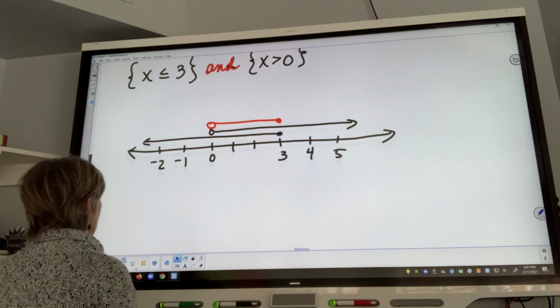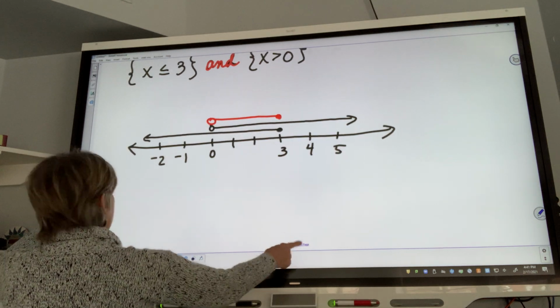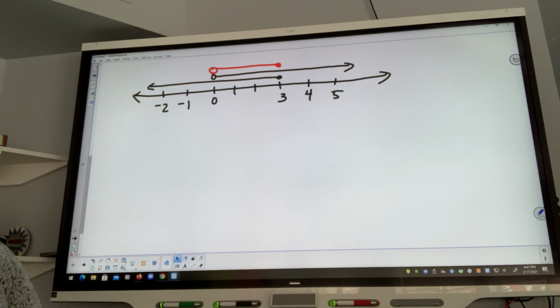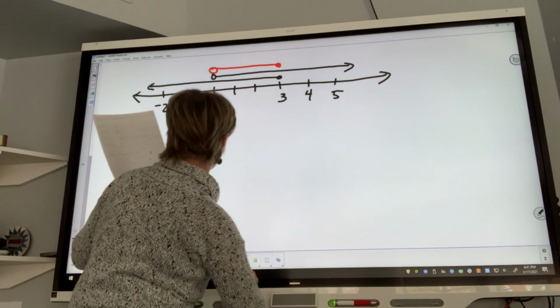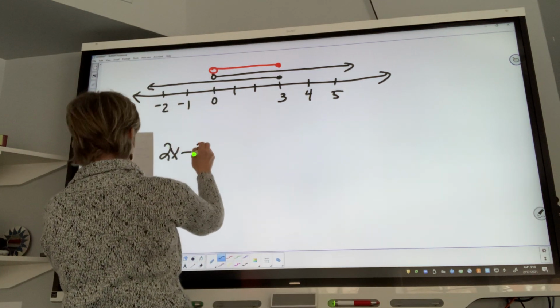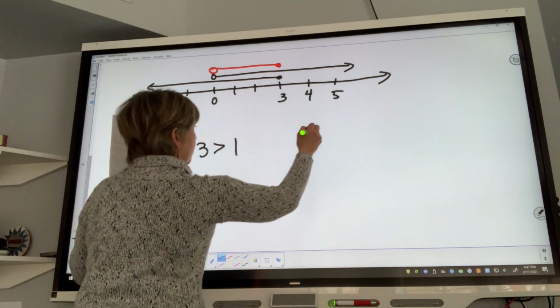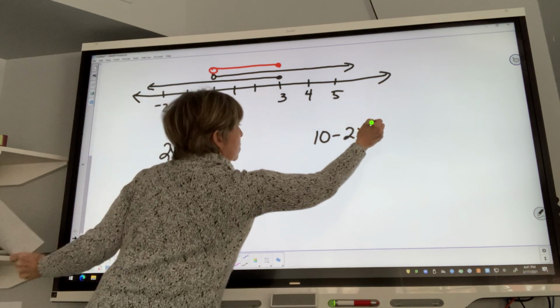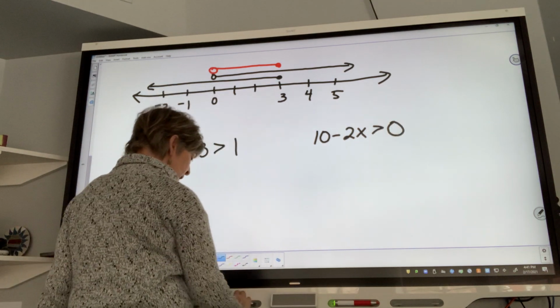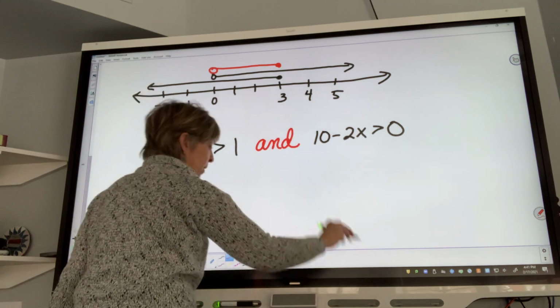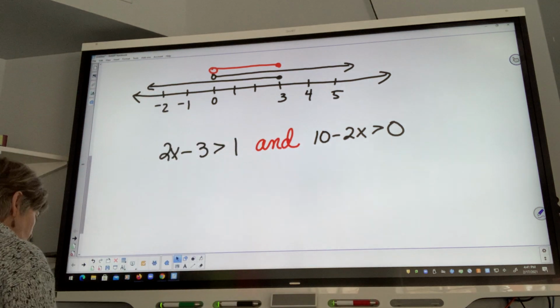Okay, so now, what are we going to do? What is an inequality? What's a compound sentence going to look like? Well, let's try this one. 2x minus 3 is greater than 1. 10 minus 2x is greater than 0. And we're going to connect these with the word and. So this is going to be a little different than the or now.